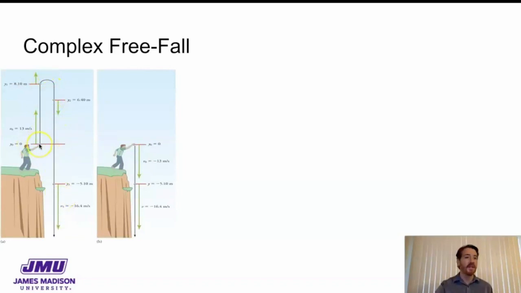So if I tell you it takes 1.3 seconds to cease moving upwards, and then I ask you how long is it falling downwards, the 1.3 seconds up tells me that it takes another 1.3 seconds to fall down to here. But then it takes more time to continue falling down past that. And how long the total trip is, I would need to know more information about how far it falls.